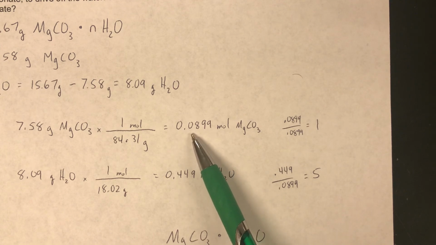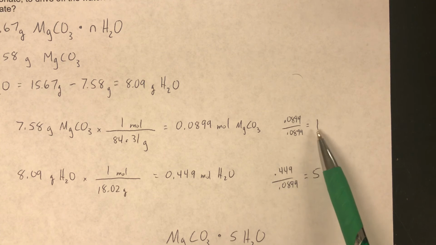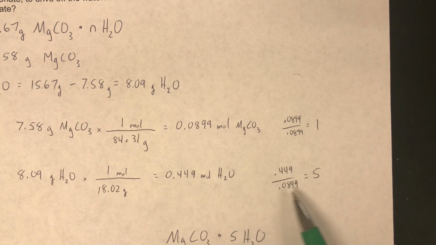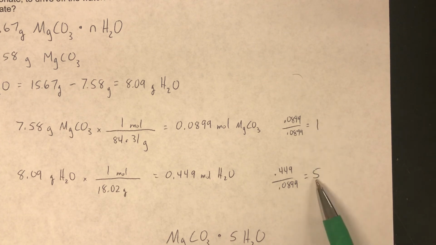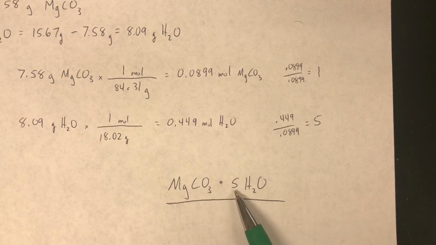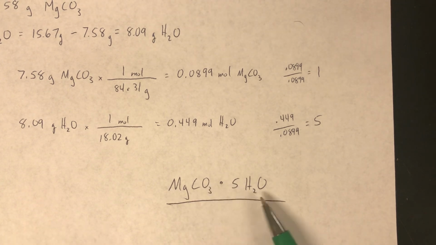So obviously 0.0899 is the smallest value, so divided by itself is 1. If you divide the 0.449 moles of water by that, you get 5, which tells us it's a 1:5 ratio. So for the 1 magnesium carbonate, we're going to have 5 waters. So that would be magnesium carbonate pentahydrate.